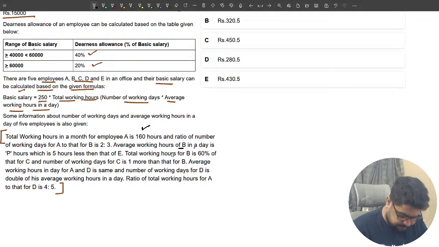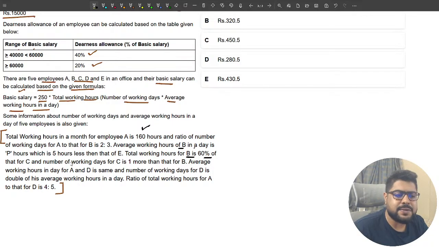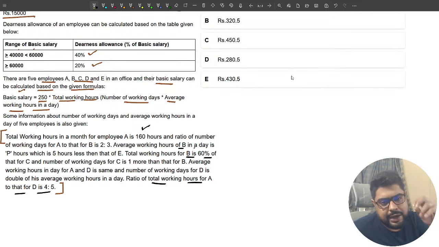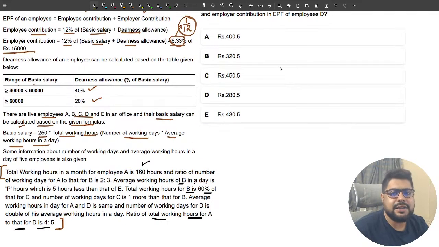Just turned on the noise cancellation. Total working hours for B is 60% of that of C. Number of working days of C is 1 more than B. The ratio of total working hours of A and D, A is also known, so I'll figure out D. Reading this, the thing that I understood.